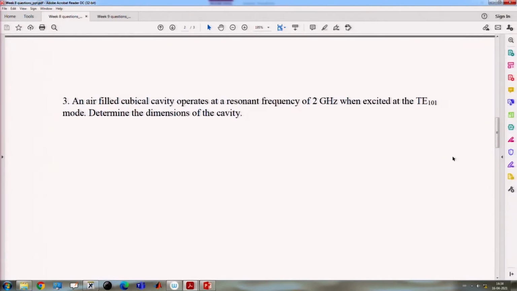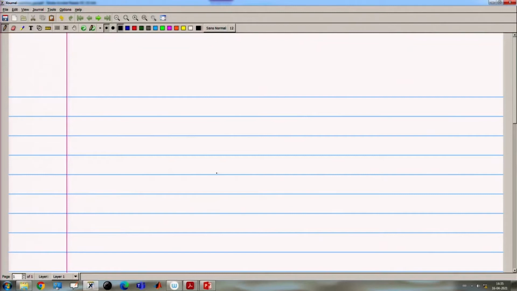The third problem is that an air filled cubical cavity operates at a frequency of 2 gigahertz when excited at the TE101 mode. Determine the dimensions of the cavity. So, this is a cubical cavity and it has a resonant frequency of 2 gigahertz that is excited in TE101 mode.